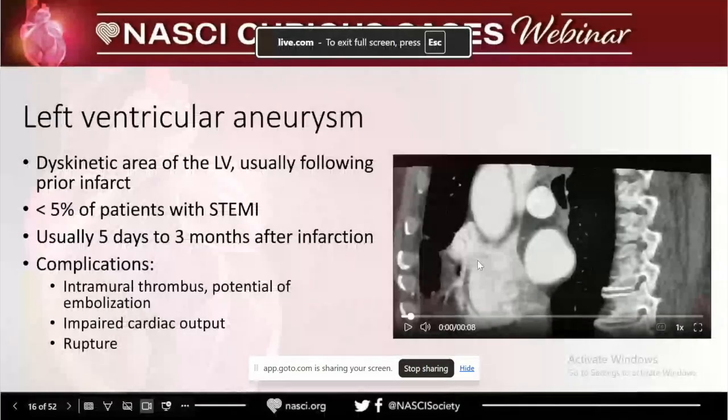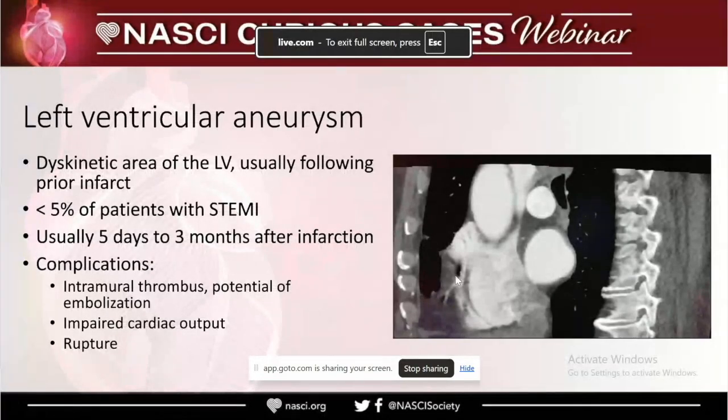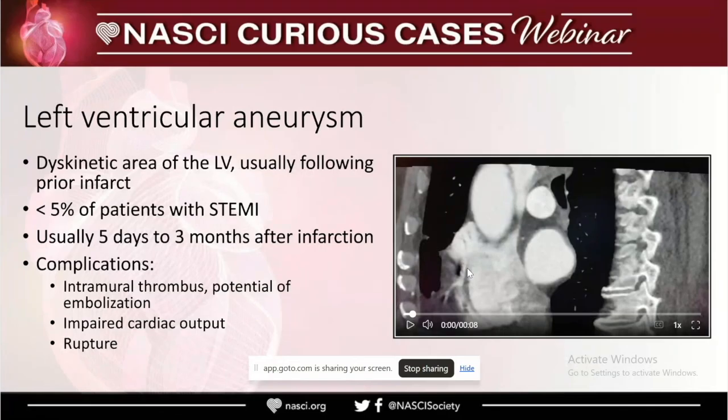I'm gonna reload it. I don't know why it's not working. Maybe there's some problem with the video.